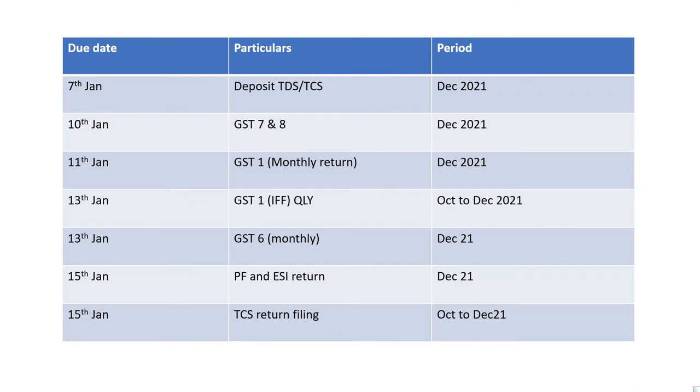And in case you have a TCS return, for TDS it is 31st January, but for TCS 15th January is the last due date. So in case you collected any tax, you have to file the return on or before 15th January for the third quarter, October to December.